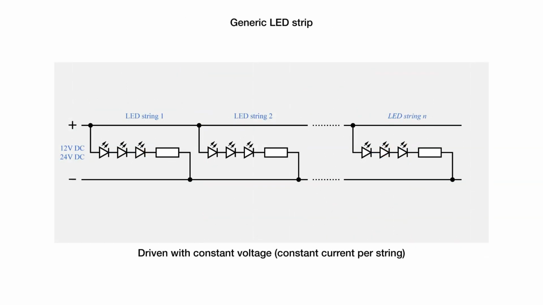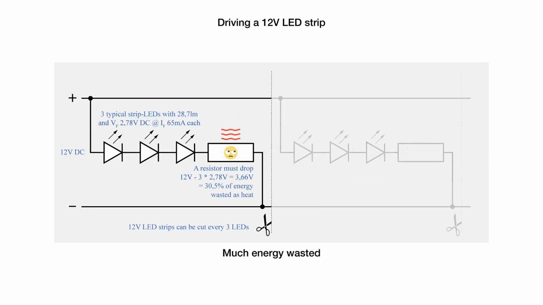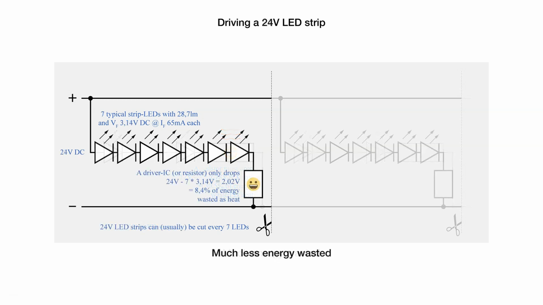Unlike COB LEDs that are driven with a constant current, LED strips are driven with a constant voltage, because the required constant current is regulated on a per-string basis, either with resistors or driver ICs. In other words, an LED strip is nothing but a long string of parallel wired short strings. With only 3 LEDs per string, 12-volt LED strips are not very efficient. Nearly a third of input energy is wasted as heat at each resistor. 24-volt LED strips are the better solution, because with 6 or 7 LEDs per resistor or driver IC, much less energy is wasted.